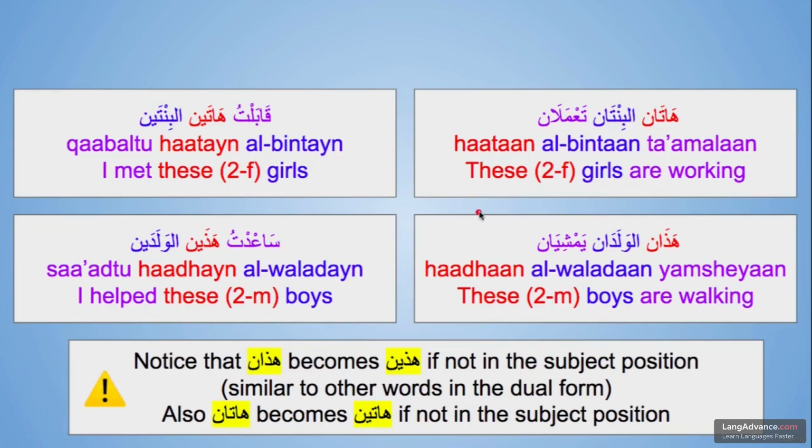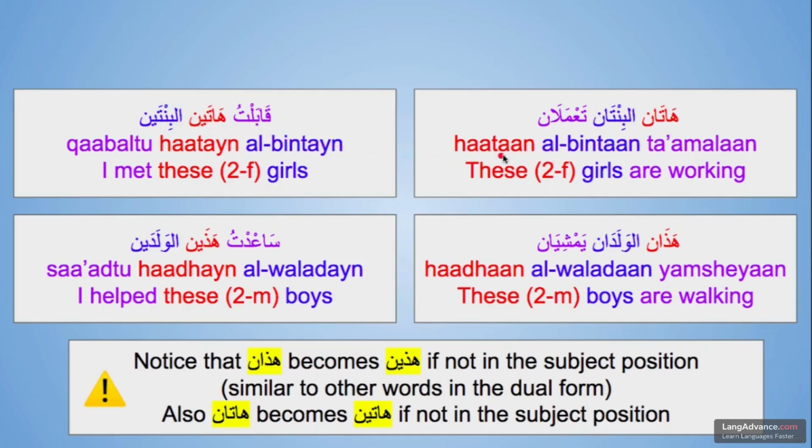And you can also notice that هاتان can have a different formulation depending on which part of the sentence it is, if it is subject or if it is object. So if it is subject, saying like هاتان البنتان تعملان, these two girls are working. And if they are in the object position, say قابلت هاتين البنتين, I met these two girls. So now they're in object position, so we use هاتين, but in the subject position we use هاتان.